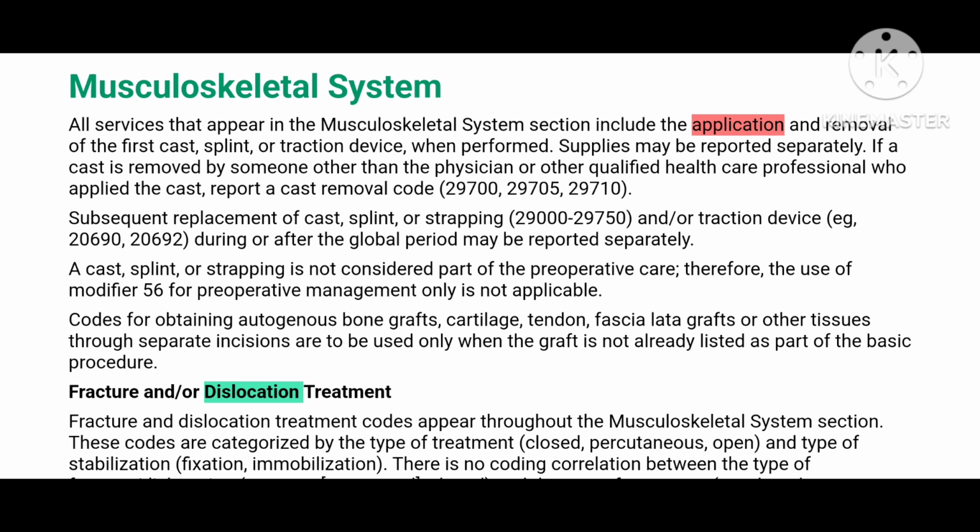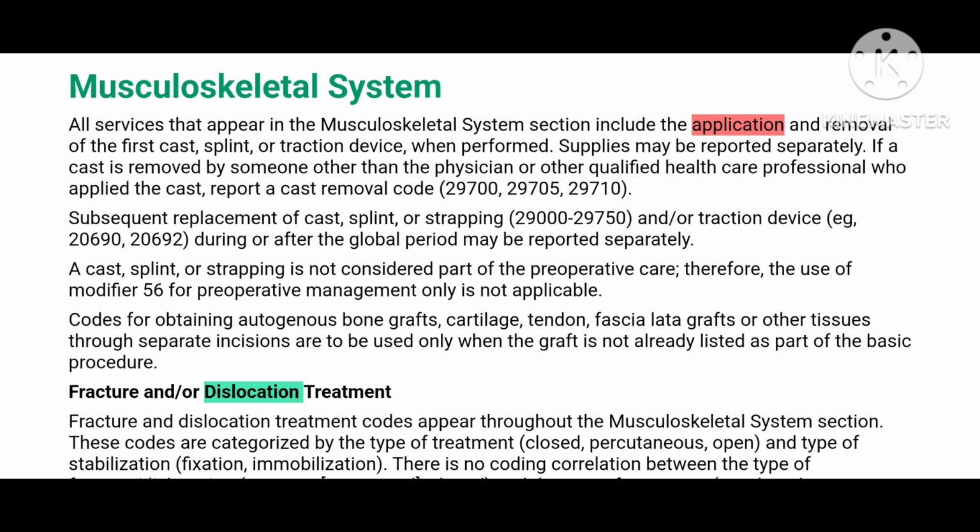Next, the second paragraph says that subsequent replacement of cast, splint or strapping or traction device during or after the global period may be reported separately. So when a patient is coming for a second casting, after removing the primary cast, you are going to provide a secondary cast. Or we are removing the secondary cast, again giving a third one. In such a case, you need separate codes for them.